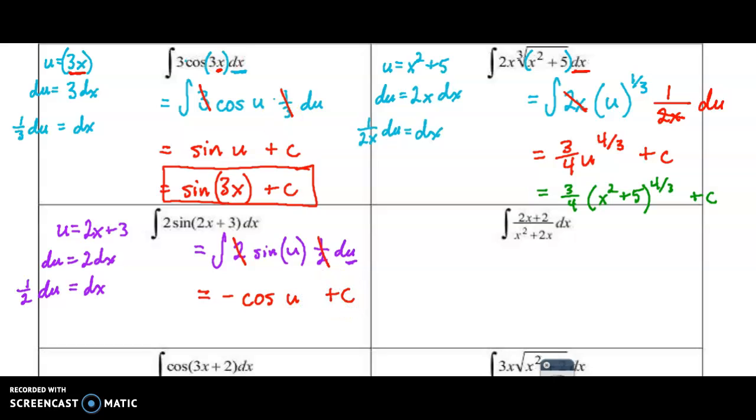And as you go back to the final answer, negative cosine, replace u with what it equals, 2x plus 3 plus c.